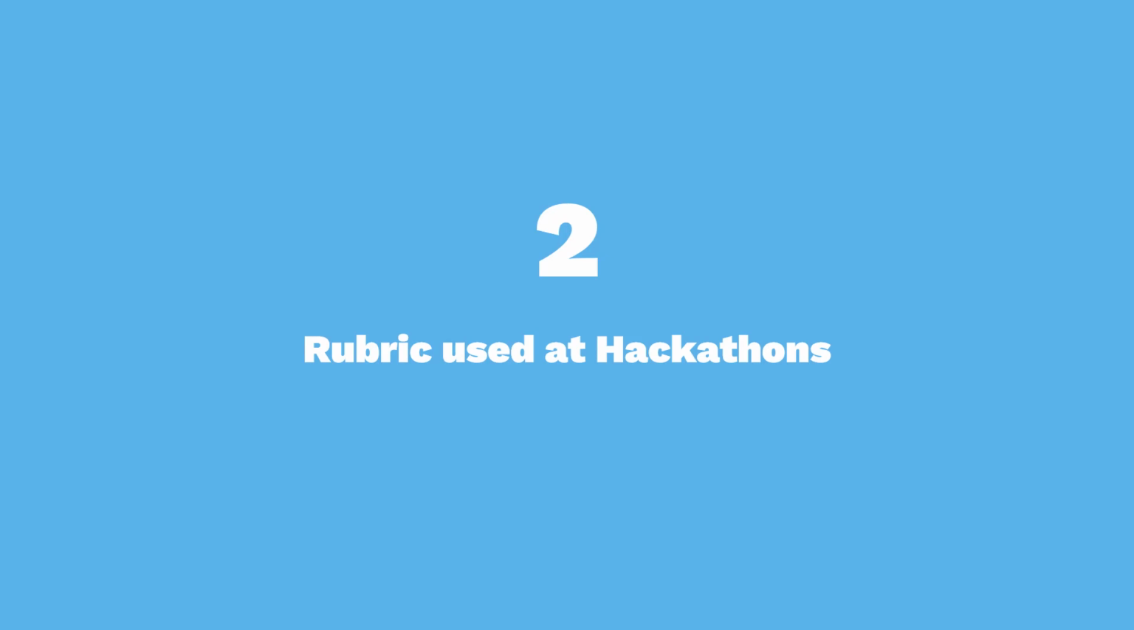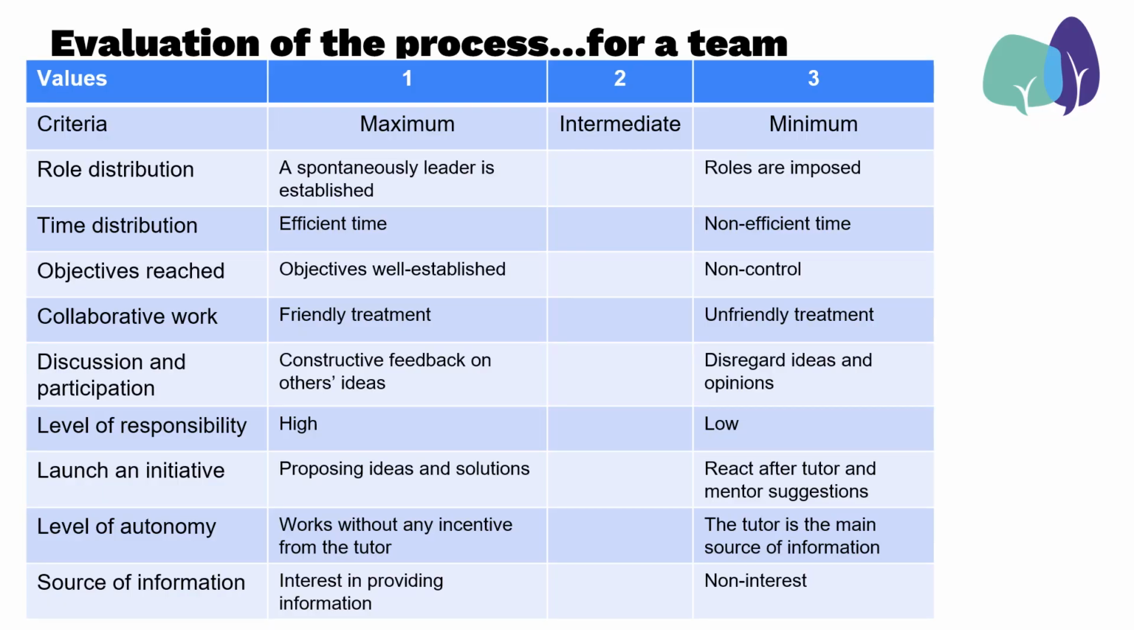Now let's continue with the rubric used at hackathons. For the evaluation of the process for teams, you have values 1, 2, or 3, and criteria maximum, intermediate, and minimum. And the criteria you have are role distribution, time distribution, objectives reached, collaborative work, discussion and participation, level of responsibility, launch and initiative, level of autonomy, and source of information.